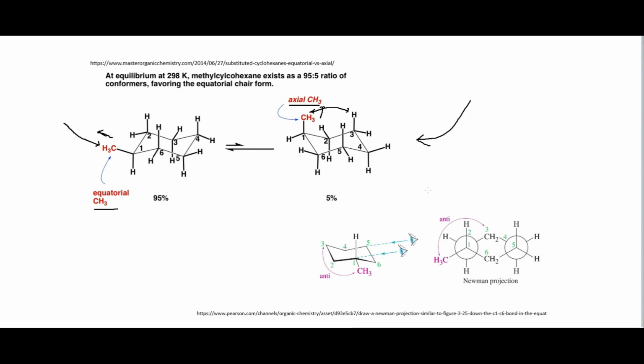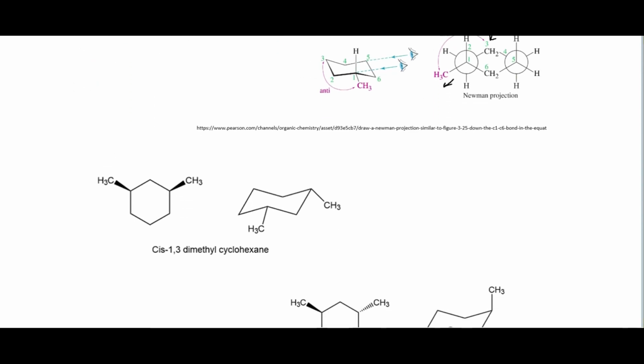And so if we want to look at it in the Newman projection here, we want to get the axial going on, and we want it to be anti to this carbon right here. And so the rule of thumb here is that the larger groups always want to be in the equatorial position. So one chair conformation is going to be favored over the other based on whether that larger substituent is in the equatorial or axial position.